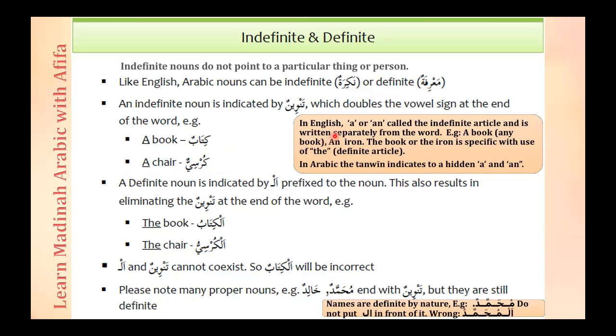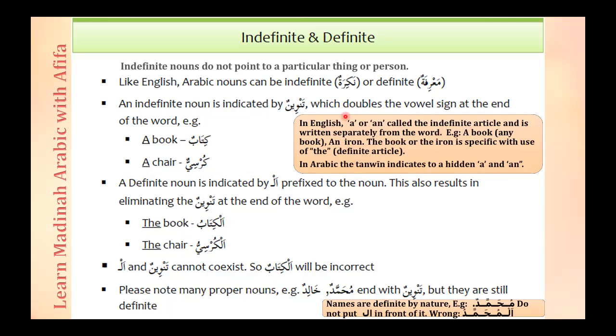So in English, how do you indicate indefinite? You indicate indefinite with either a or an, right? That shows you that it's indefinite. For example, if I say a book, I'm referring to any book, not a specific one. I can say an iron, I'm not referring to any specific iron, it's any iron, okay? So that is the indefinite article in English.